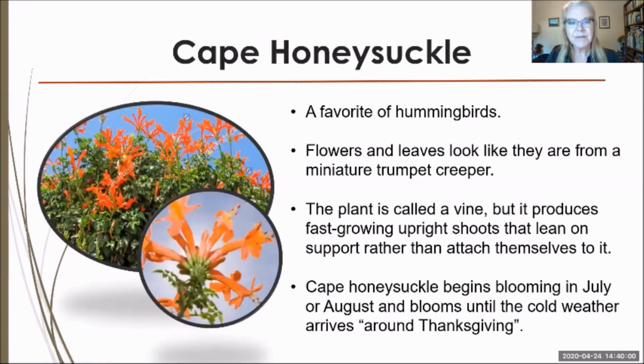And so the ones that we just looked at are California natives. Now I'm just going to show a couple of non-natives. So Cape honeysuckle, it's a favorite of hummingbirds. The flowers and leaves look like they're from a miniature trumpet creeper. The plant is called a vine, but what it does is it produces fast-growing upright shoots that actually lean on support rather than attach themselves to it. So it begins blooming in July or August and blooms until the cold weather arrives, depending on when that is. So they're long bloomers. I've seen them where it seems like they're blooming forever.